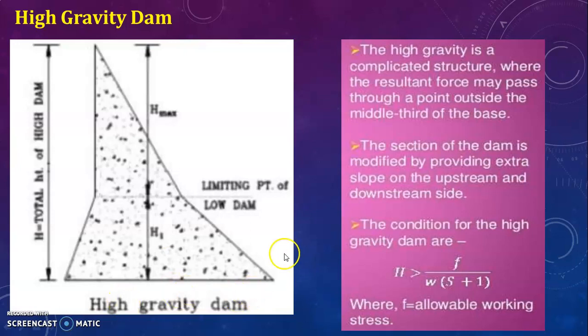The condition for the high gravity dam is H greater than F divided by gamma W into (S plus 1), where F is allowable working stress, S is specific gravity and gamma W is unit weight of water. Okay, this is about high gravity dam.